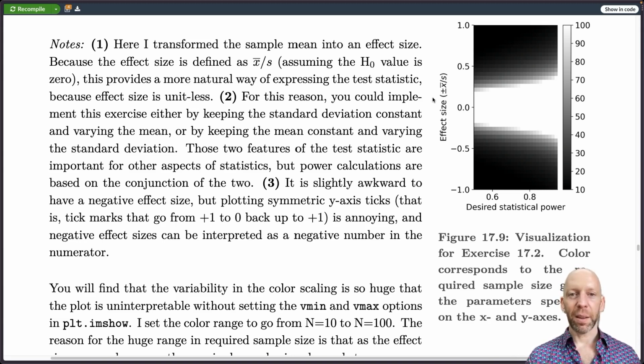The mean versus the standard deviation are important for other aspects of t-tests and interpretation and so on. But purely for statistical power, it doesn't actually matter. The only thing that matters is the ratio between these. And then what we see in the color axis here is the required sample size. So basically, this is telling us that when the effect size is smaller and the desired statistical power is larger, we need to have a larger sample size.